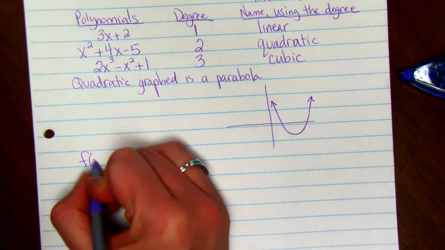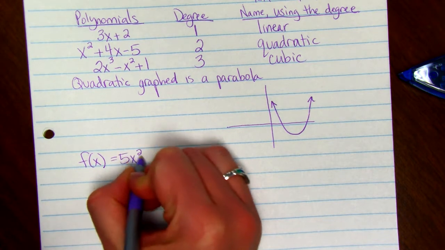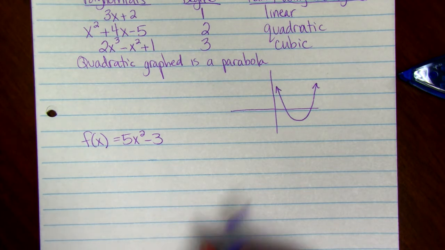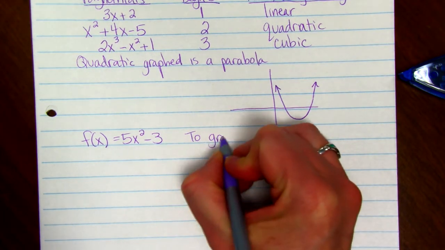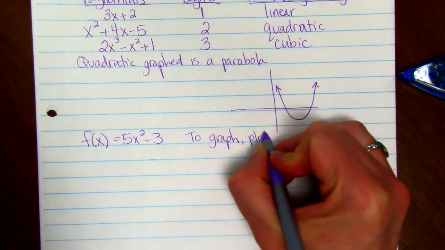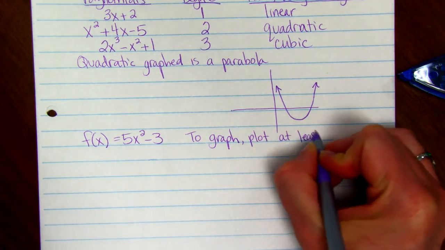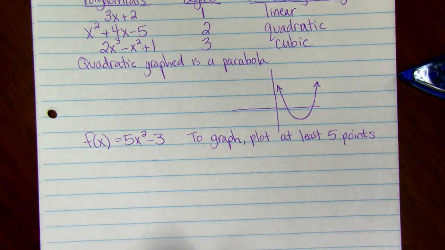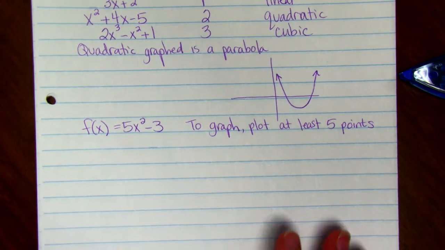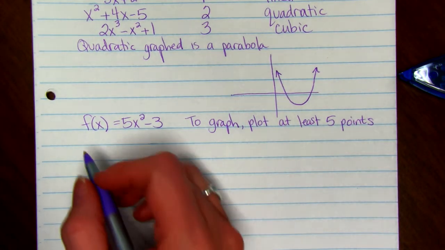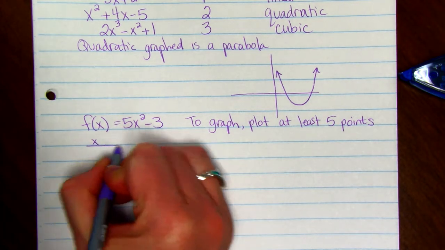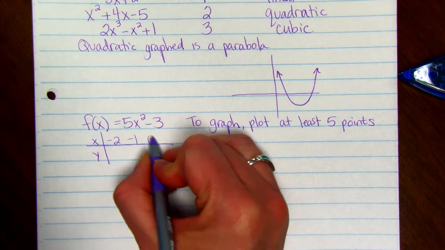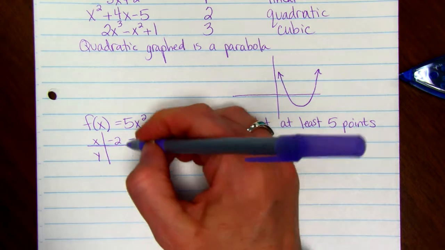So here's an example, f of x equals 5x squared minus 3. We can look at it and say, okay, the degree is 2, so this is a quadratic. When you want to graph quadratics, you want to pick at least 5 points. You've got to get points on either side so you can see where it turns and whether it goes up or down. I like to do both positives and negatives. So I'm going to say -2, -1, 0, 1, 2.